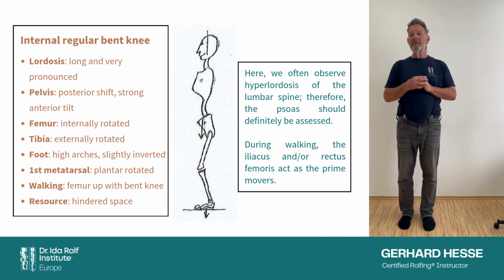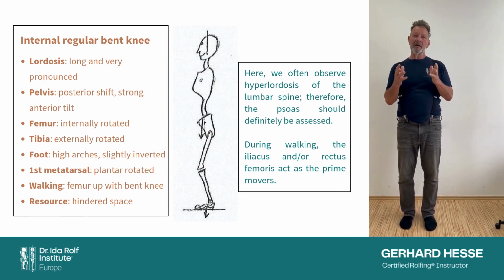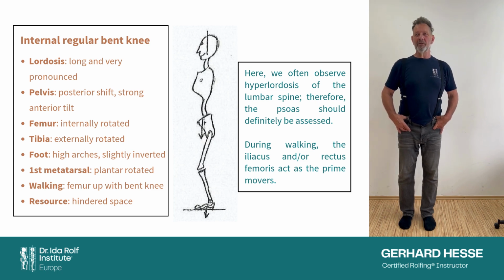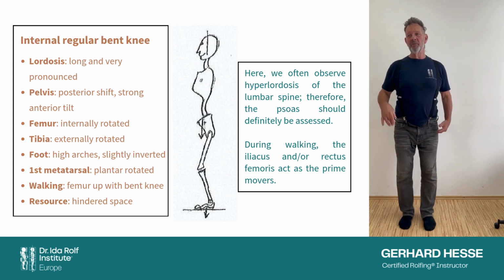Yes. In some kinds of internal regular, the psoas or iliacus or rectus femoris, hip flexors, are too tight. Then they come in a hyperlordosis and the knee starts to bend. That was the type when Ida Rolf saw a lot of these people coming to her. They're not so often anymore.